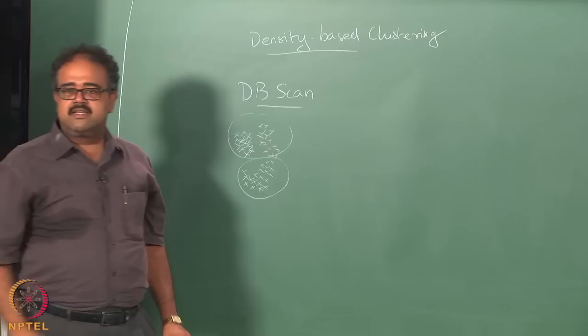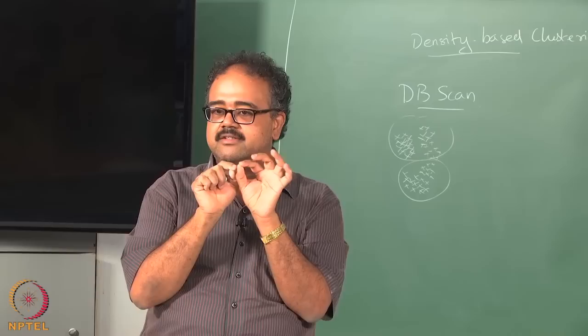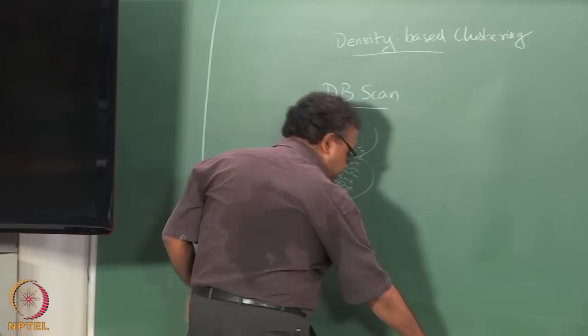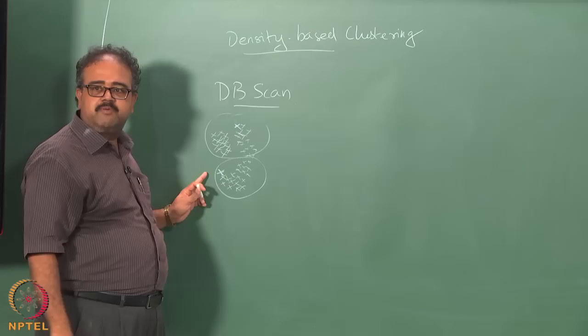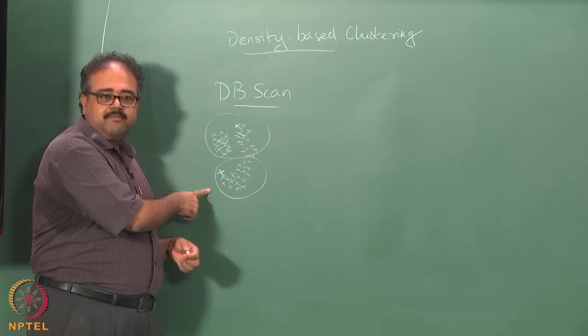So, what DBSCAN says is that two points belong to the same cluster if I can get from one point to another by moving only through dense regions, only through points that are close by. Suppose I take this point and I take this point. They look pretty far away. If you look at the direct distance between them, they are pretty far away. In fact, there are points of the other cluster which are closer to this than this point. But when you look at it, you think that, hey, this thing is one cluster, this thing is another cluster.